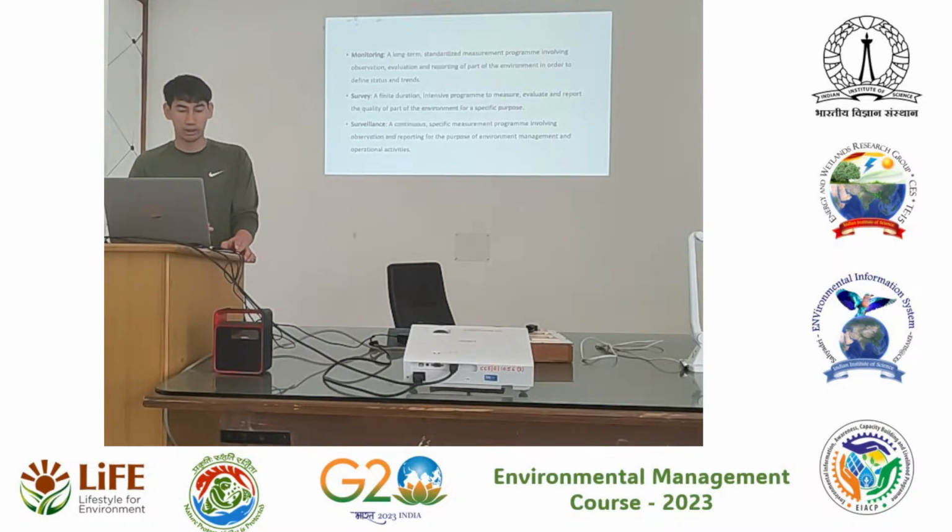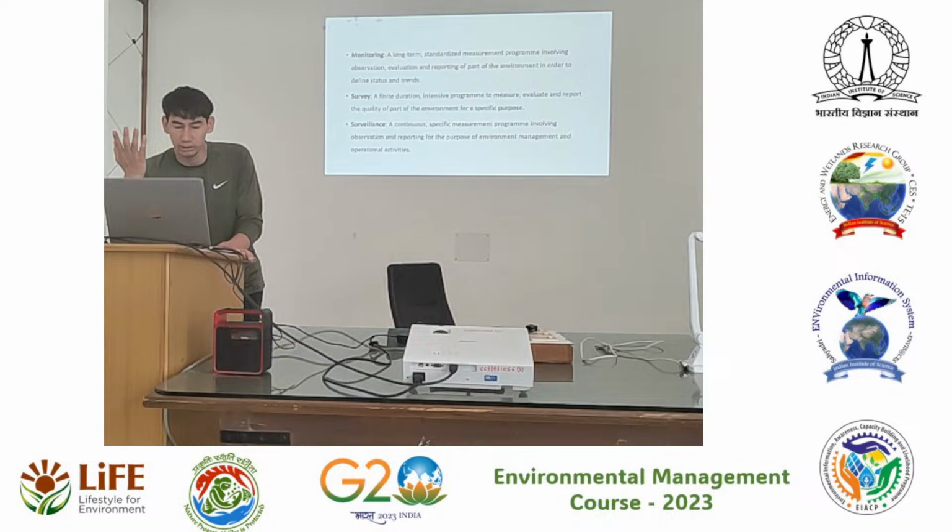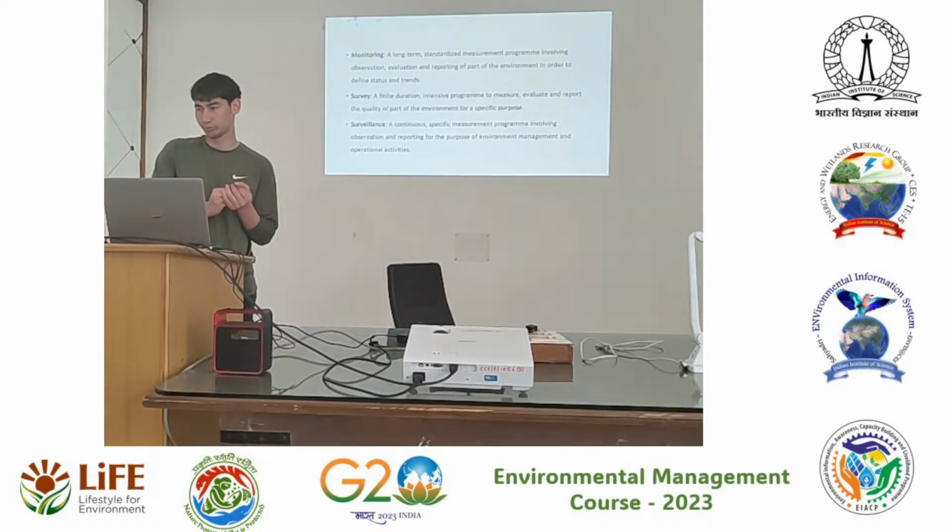And second is survey. So what is a survey? A survey is a finite-duration, intensive program to measure, evaluate and report the quality of part of the environment for a specific purpose. This is for a specific purpose only. And third is surveillance. Surveillance is a continuous process. We can't break that. It is a specific measurement program involving observation and reporting for the purpose of environmental management and operational activities.